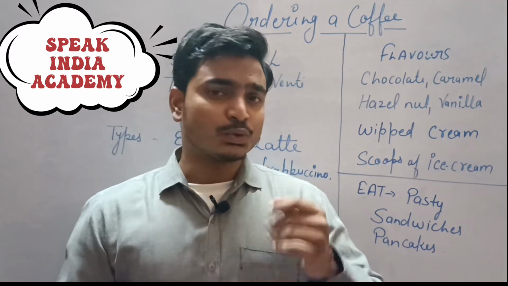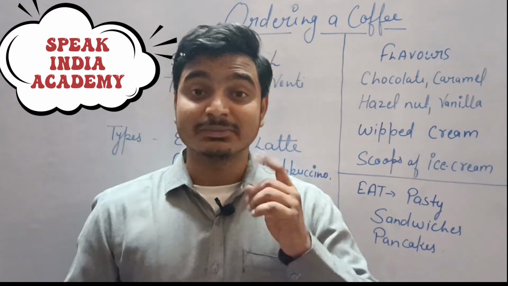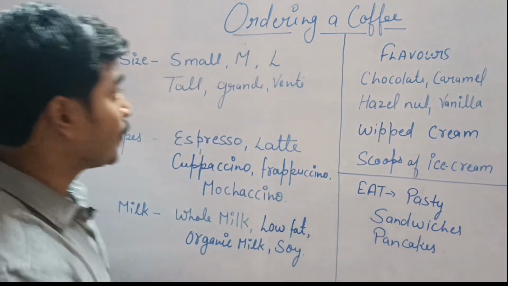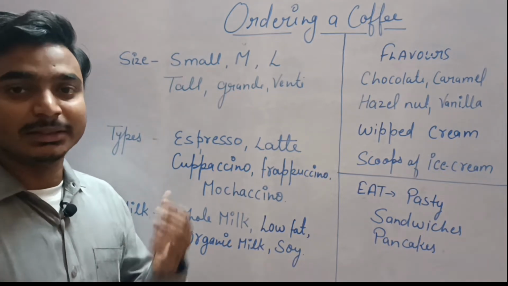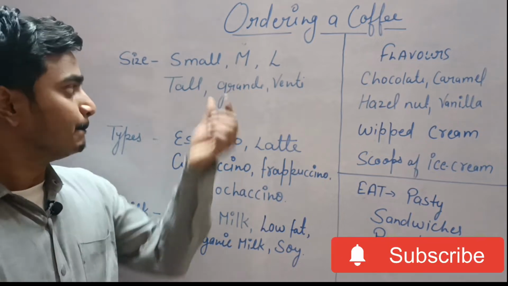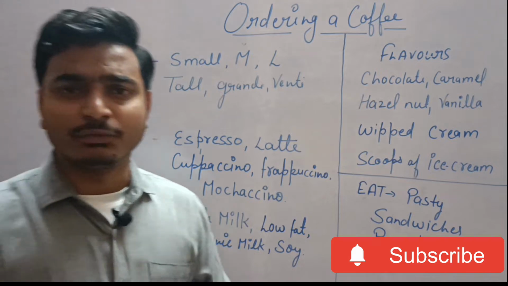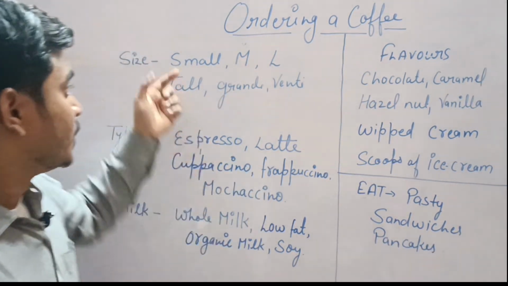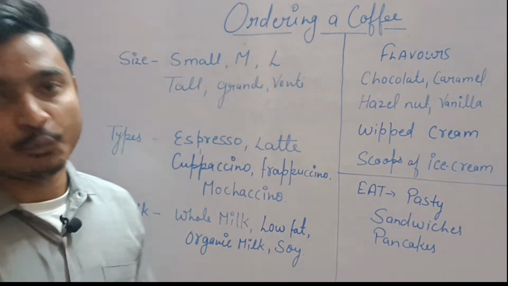So let's start how to order coffee, and to make an impact on your partner, it's very important to order the coffee in English. Let's get started. First of all, to order a coffee, we have to understand the sizes that coffee shops offer to us. First are small, medium and large as usual, but some coffee shops offer tall, grande and venti. What are these? Small is tall, medium is grande, large is venti.